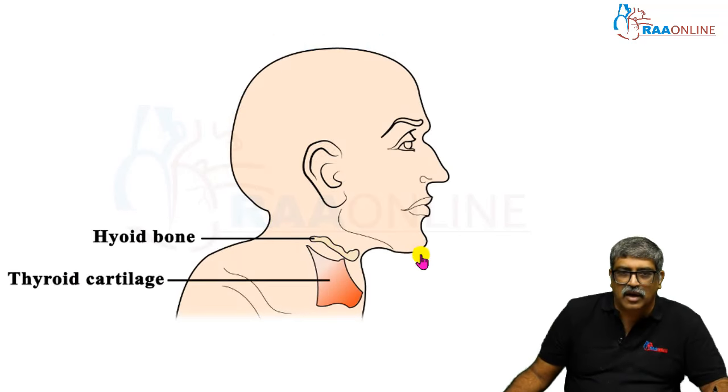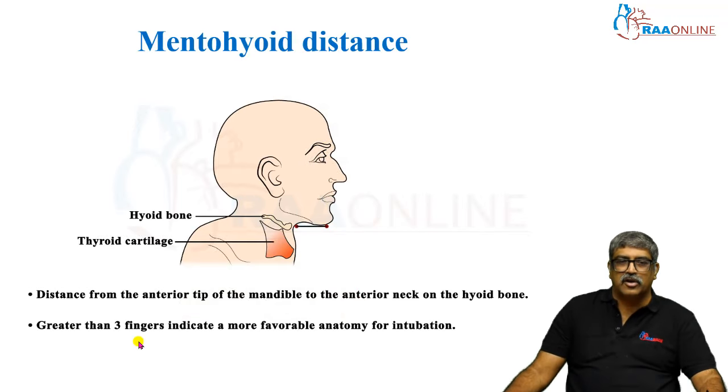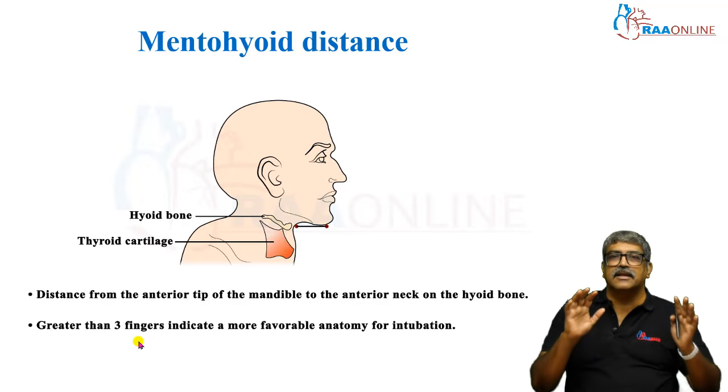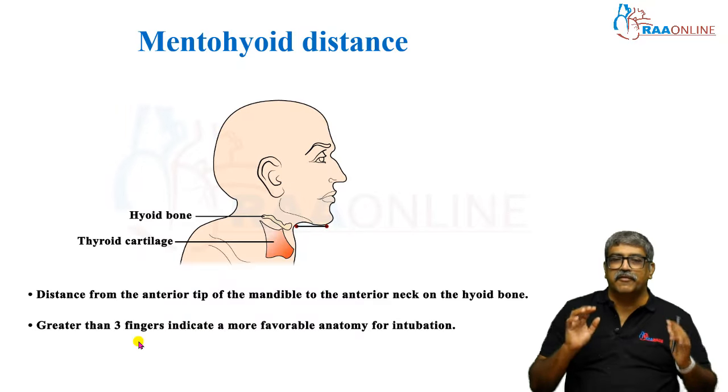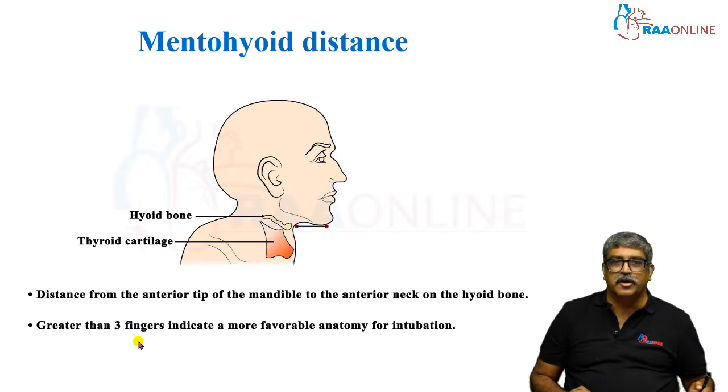Now coming to the mentohyoid distance. This is the hyoid bone and this is the mentum, and you calculate the distance between the anterior tip of the mandible to the anterior neck of the hyoid bone. This is called the mentohyoid distance. Usually it is greater than 3 fingers. If it is greater than 3 fingers, it is a favorable anatomy for intubation.